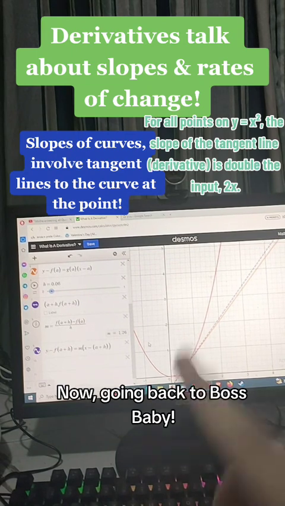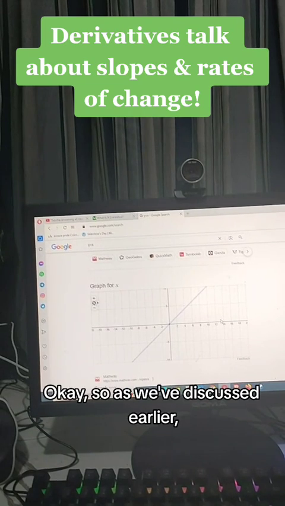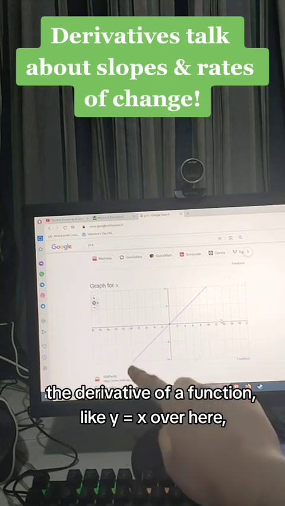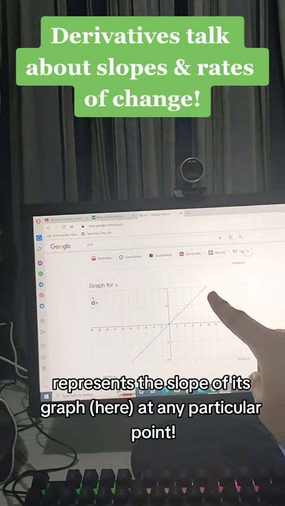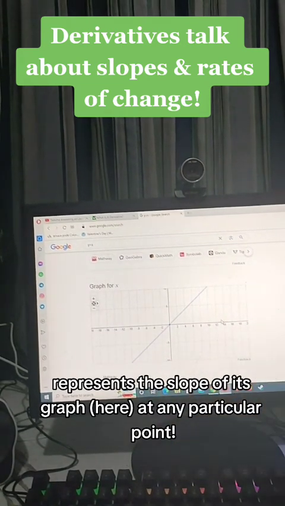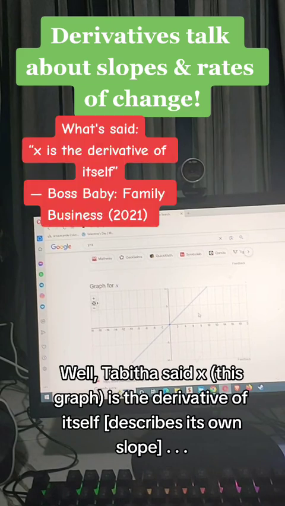Now, going back to Boss Baby. Okay, so as we've discussed earlier, the derivative of a function like y equals x represents the slope of its graph at any particular point. Tabitha said x, this graph, is the derivative of itself.